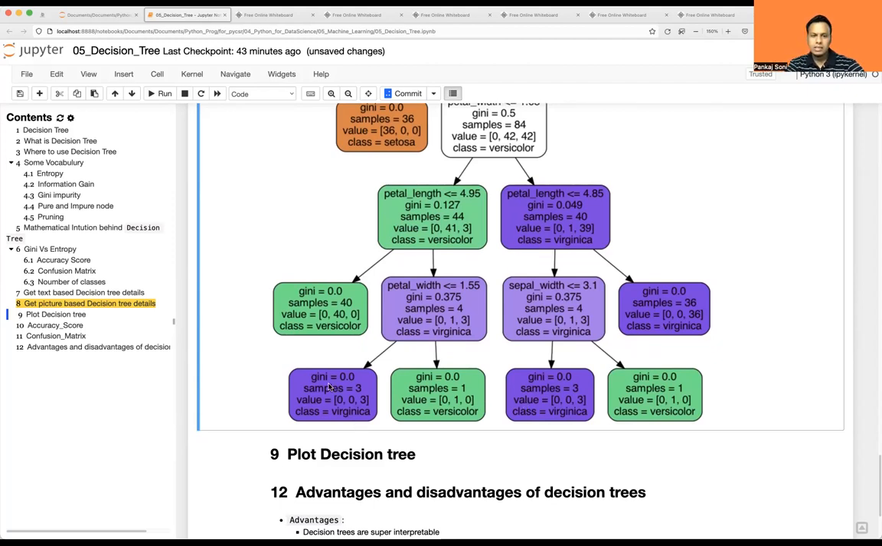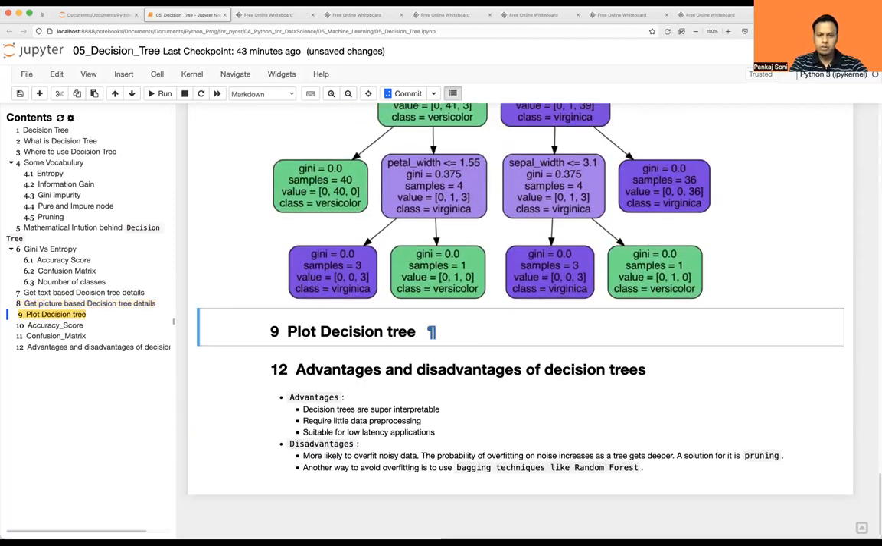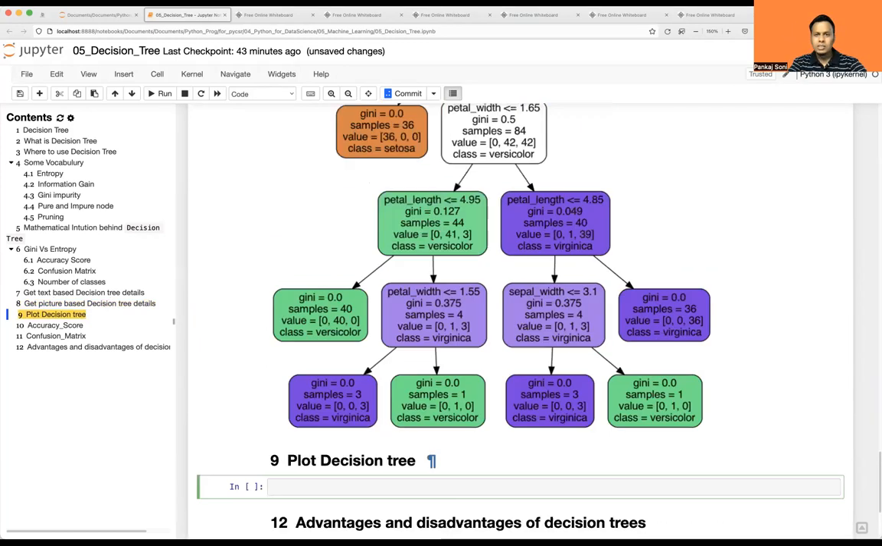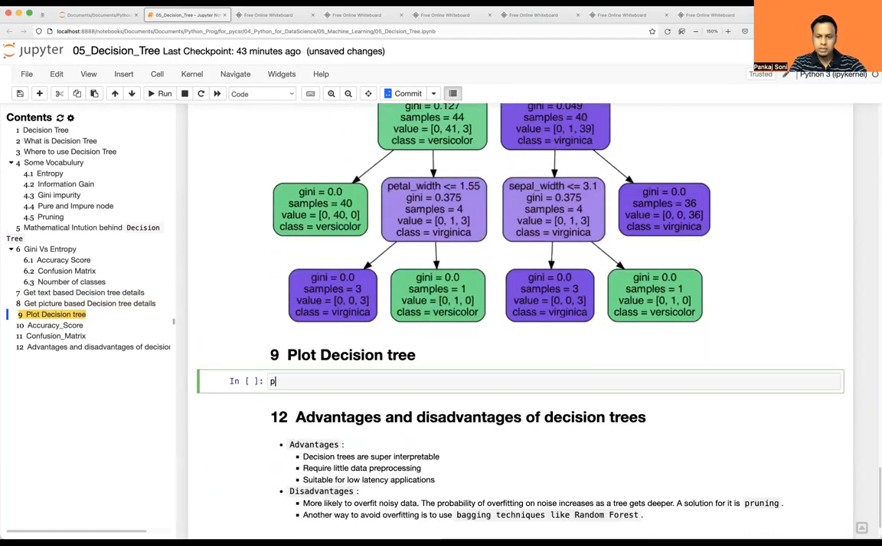You see the last one, Gini is 0, and you see only 3 values which belong to virginica, and in this Gini we have only one class, which belongs to versicolor. Similarly for the others. Okay, there is another way to plot it. So this is the older way. You can just go ahead using plot tree.